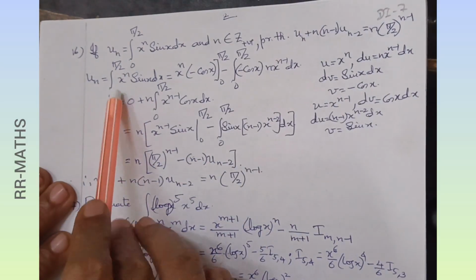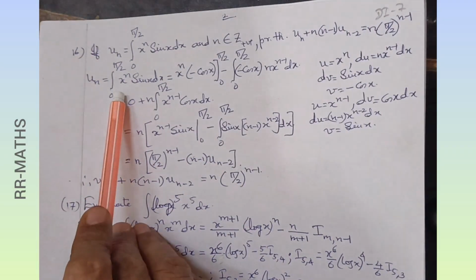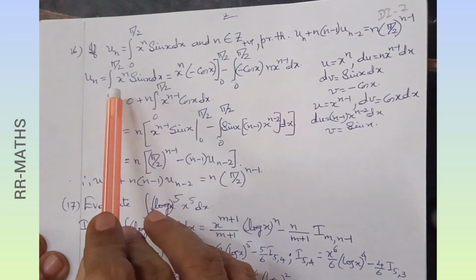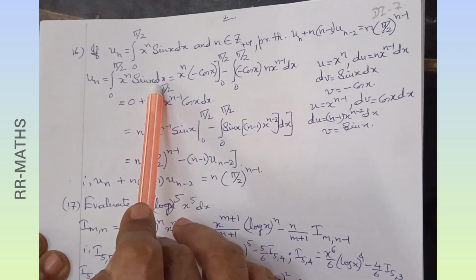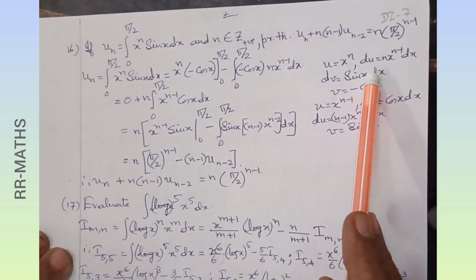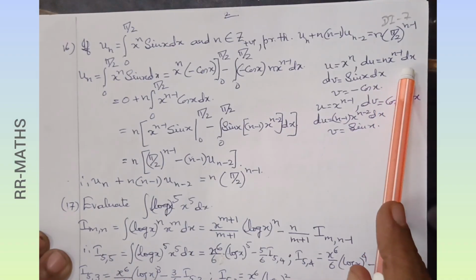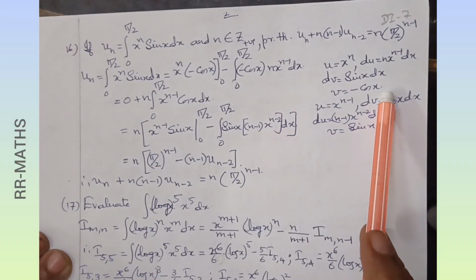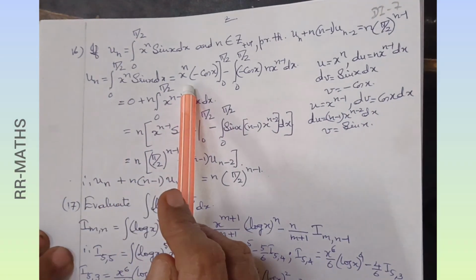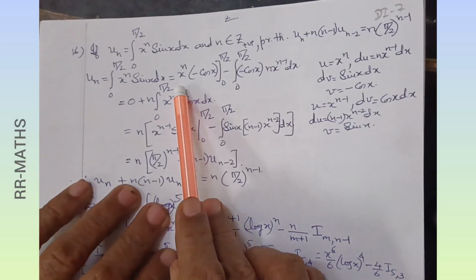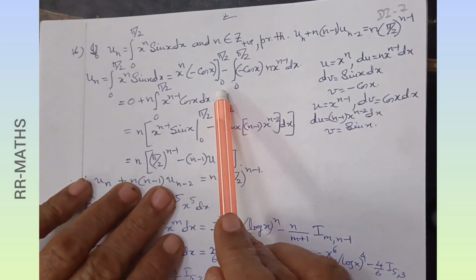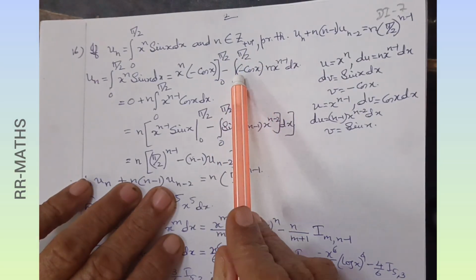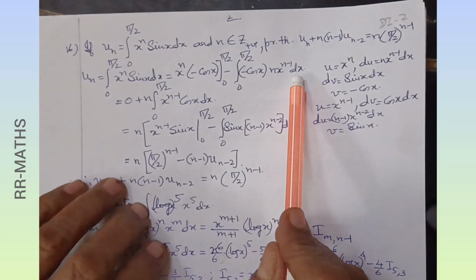Now un is equal to integral 0 to pi by 2 x power n sin x dx. So we will take u is equal to x power n, so du is equal to n into x power n minus 1 dx. Take dv is equal to sin x dx and v is equal to minus cos x. You are integrating by parts here, uv minus integral v du, that gives you x power n into minus cos x, limits varying from 0 to pi by 2, minus integral of minus cos x into n x power n minus 1 dx.